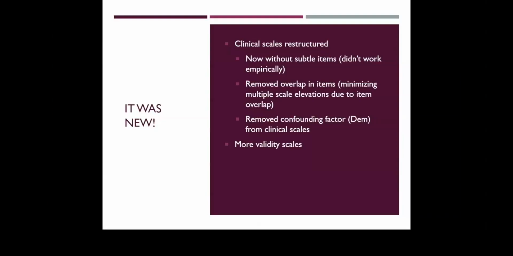They added in more validity scales, which again we'll come to because they've stayed on the 3. They had more clear content scales or specific problem scales. And the sci-fi, while it had been introduced, wasn't part of the original 2, and so it was being included. The other thing that was very different, and again, for those of you who are users of 2, is that on the 2RF, some scales were able to be interpreted when they were low, and that was novel and new.